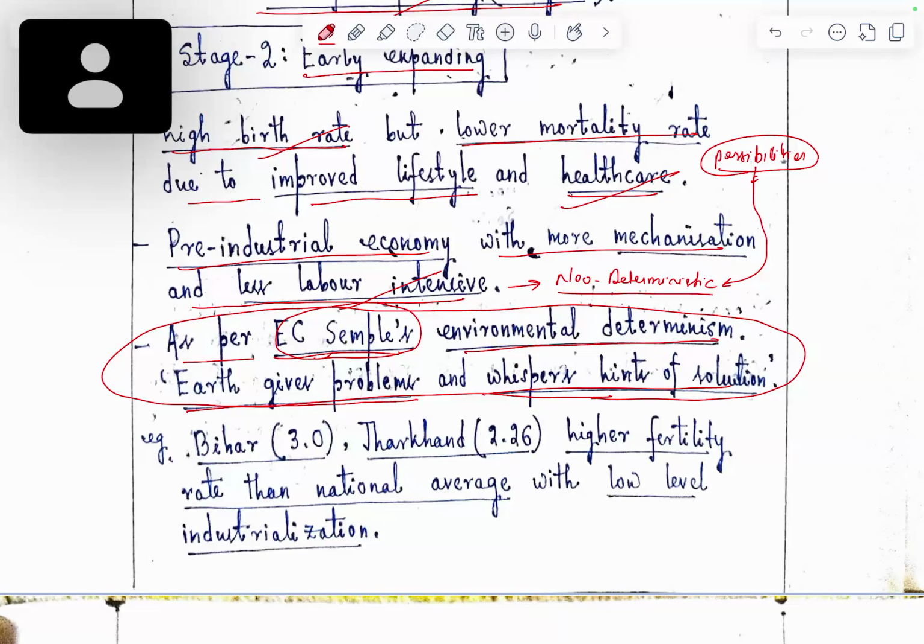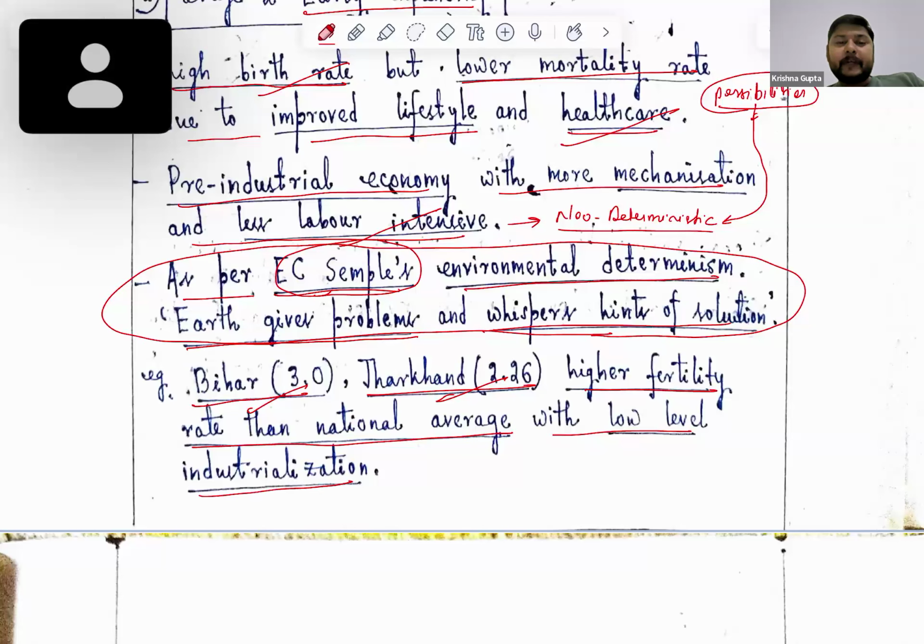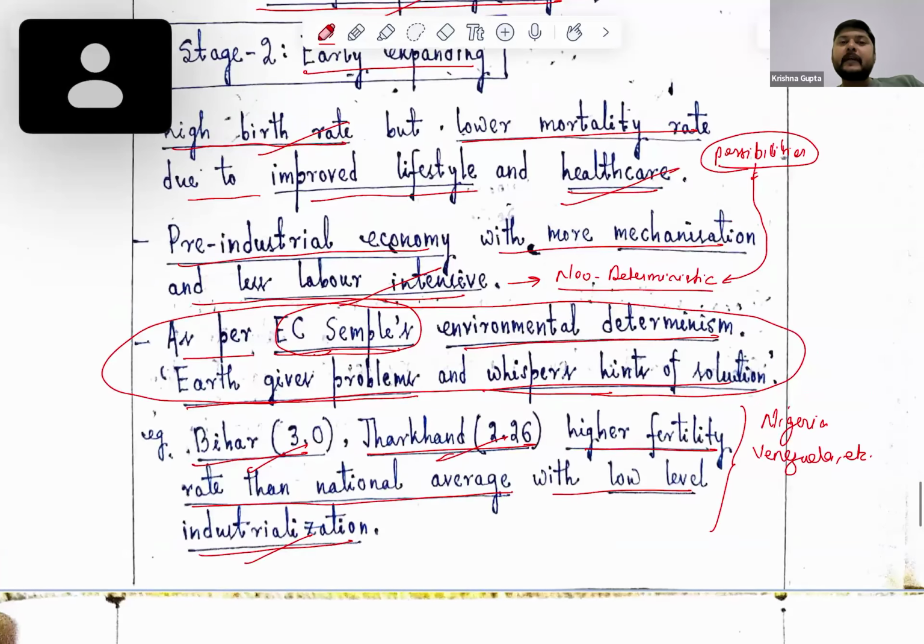Okay. So here Bihar, Jharkhand, with higher fertility rate than the national average and a low level of industrialization. It can be used here. Okay, you can also use certain countries, for example, Nigeria, Venezuela, etc. Okay, so they are in this particular stage of early expansion.